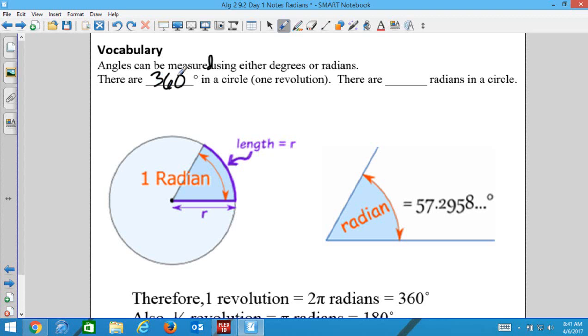One revolution, because we could have 720 degrees in a circle if you go around twice. One revolution is 360 degrees. One revolution, how many radians are there? Oh, that's an approximate. How many exactly? 2 pi. It's approximately 6.28. We're really going to like to have exact answers, so where we can, we're going to use exactly 2 pi, where we're able to.